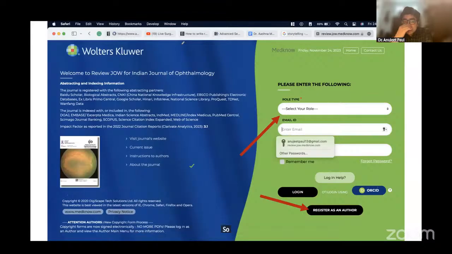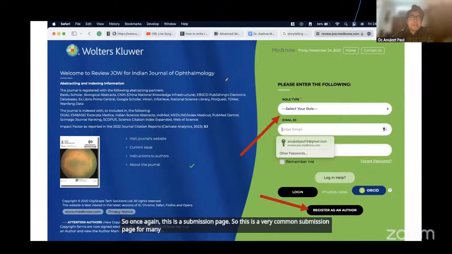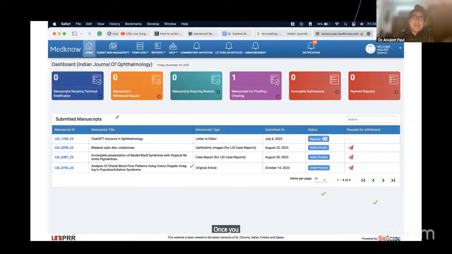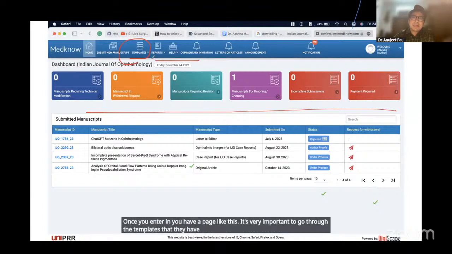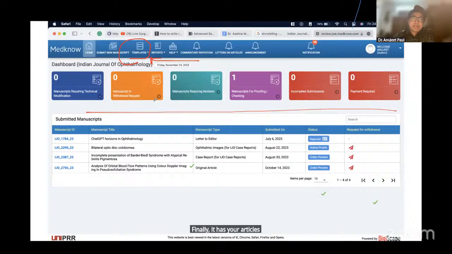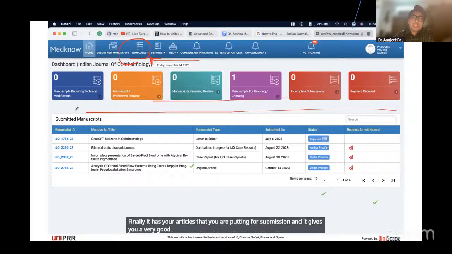So once again, this is a submission page. This is a very common submission page for many journals. So you usually make an account, you register as an author, you put in your details, and you enter. Once you enter, you have a page like this. It's very important to go through the templates that they have. If your journal has a certain template which they would like you to follow, it would be prudent to check it out. Finally, it has the articles that you are putting for submission, and it gives you a very good, easy dashboard. Once you're ready to submit your new manuscript, you click on new manuscript and you submit it.